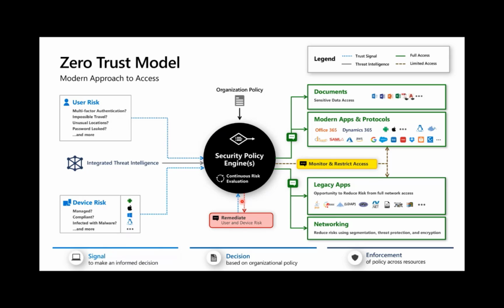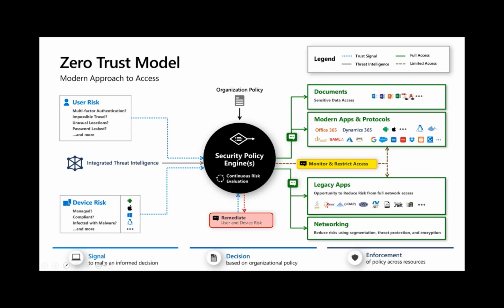And if your device is okay, then you have to set up specific access management based on document sensitivity, based on the applications you are using, legacy applications, or some kind of network also. So that's the big picture: these are the end user side and this is your cloud side, and this is the central hub, the security policy engine, where you can define and pick it up.